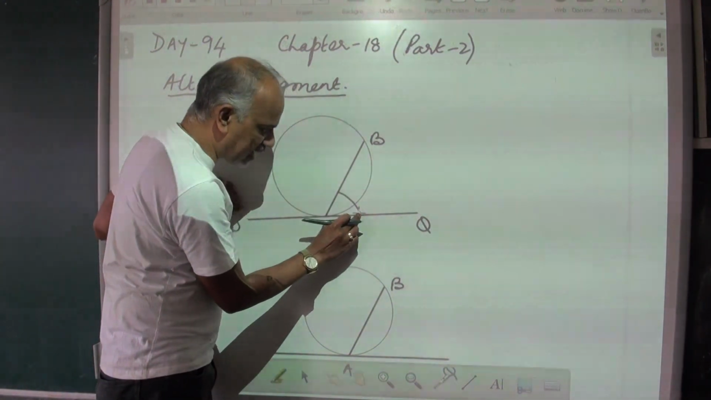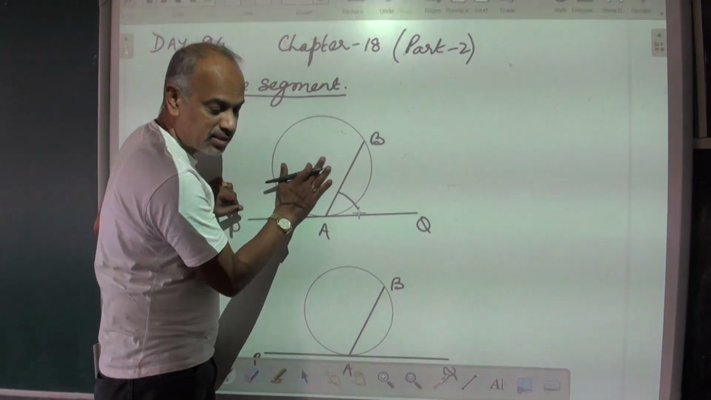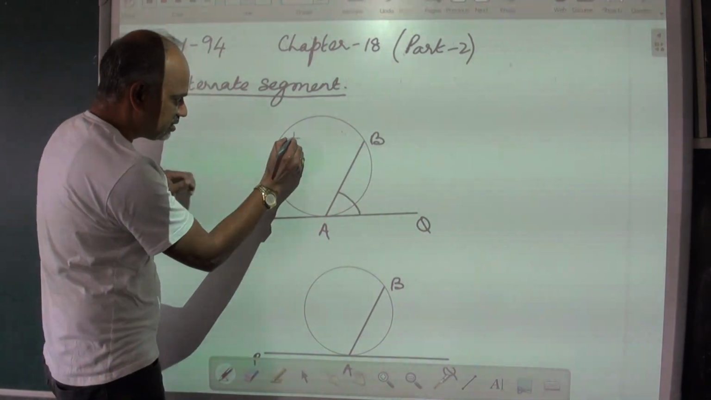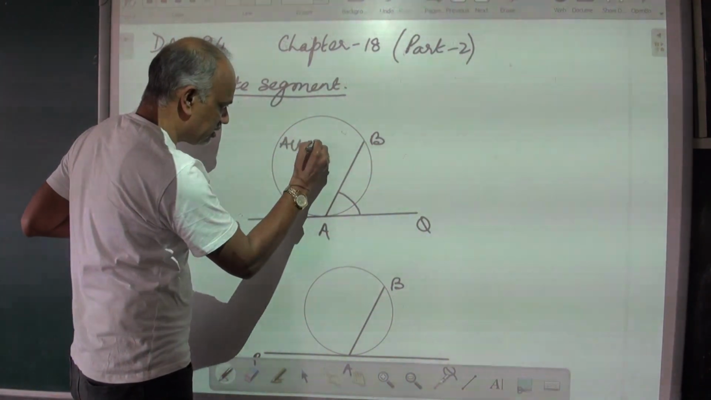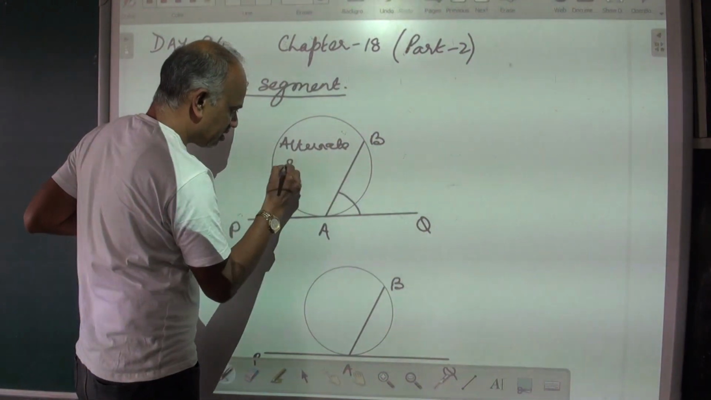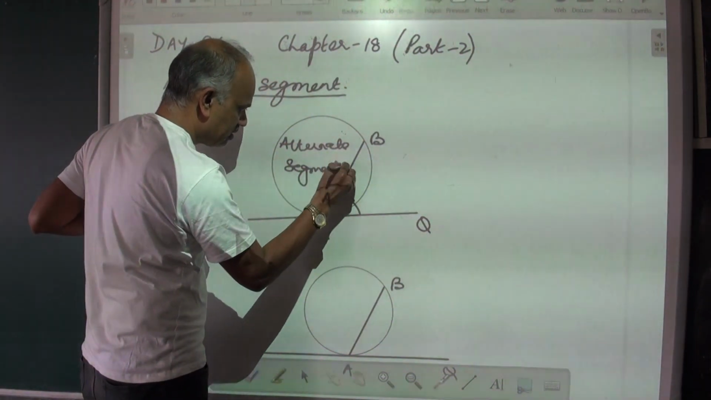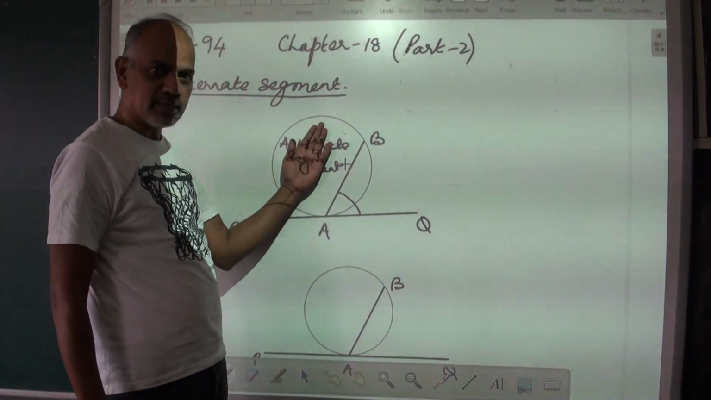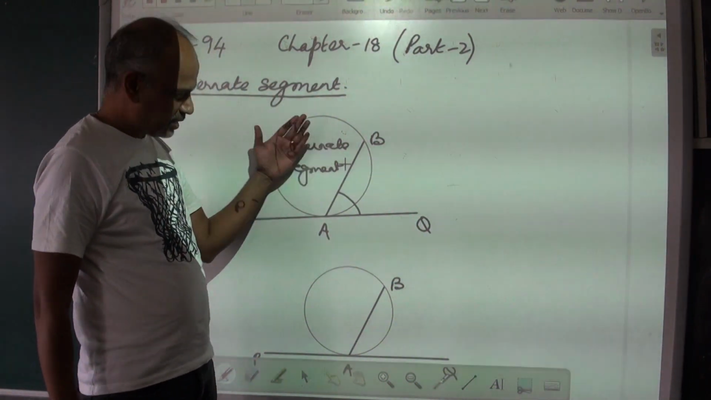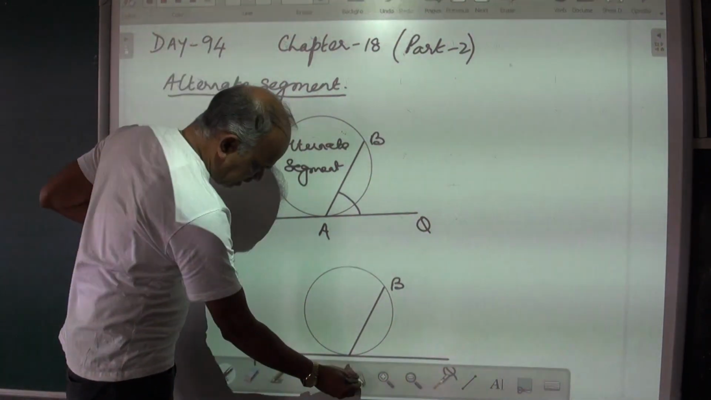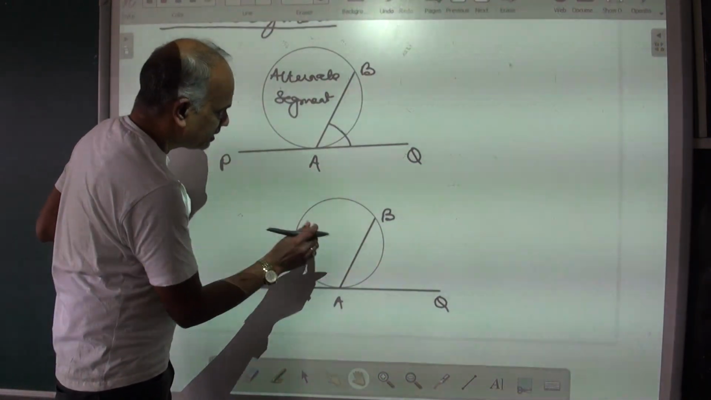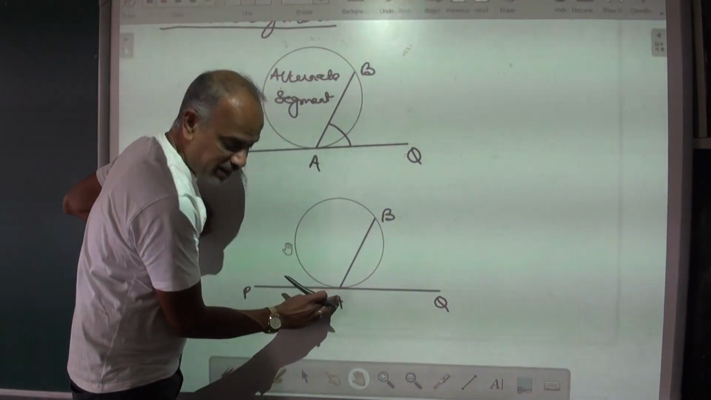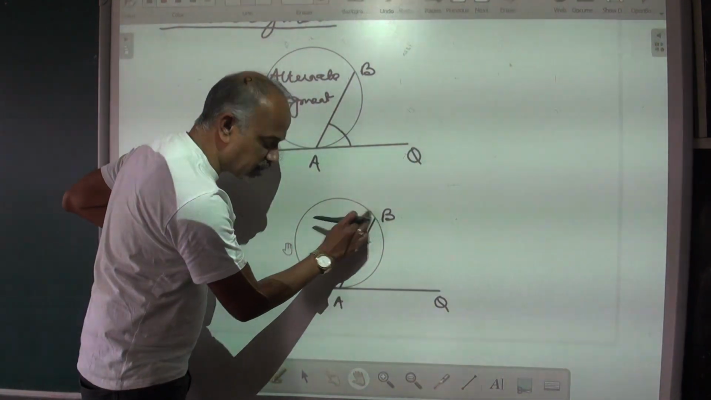Therefore, for this angle, the other segment, this one, is called the alternate segment. Wherever the angle is lying, that is not the alternate segment. Opposite to that is the alternate segment. Now, I have drawn the same figure again. There is a tangent, the point of contact is A, and from A a chord is drawn.